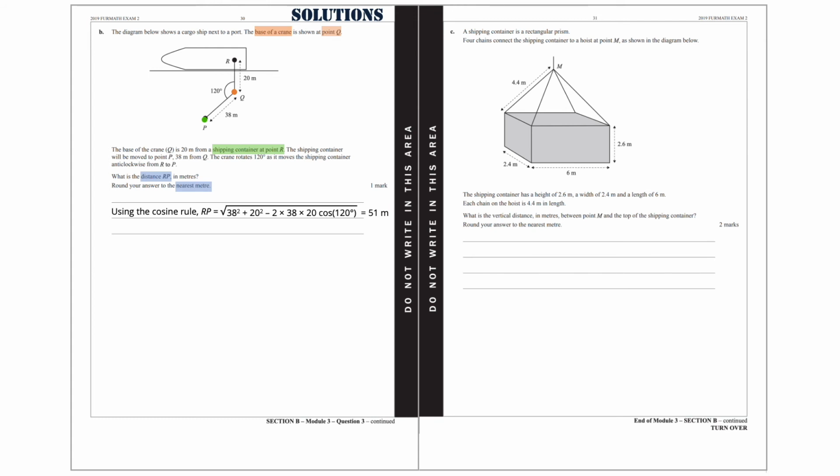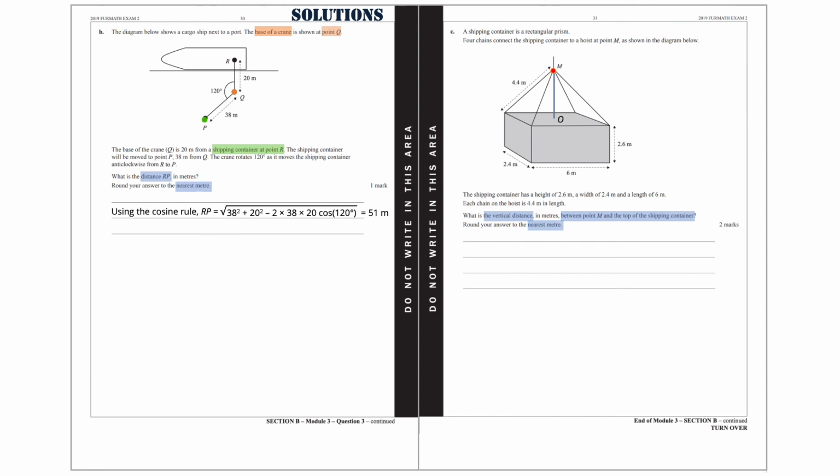Part C. A shipping container is a rectangular prism. 4 chains connect the shipping container to a hoist at point M, as shown in the diagram below. The shipping container has a height of 2.6 meters, a width of 2.4 meters, and a length of 6 meters. Each chain on the hoist is 4.4 meters in length. What is the vertical distance in meters between point M and the top of the shipping container? Round your answer to the nearest meter.